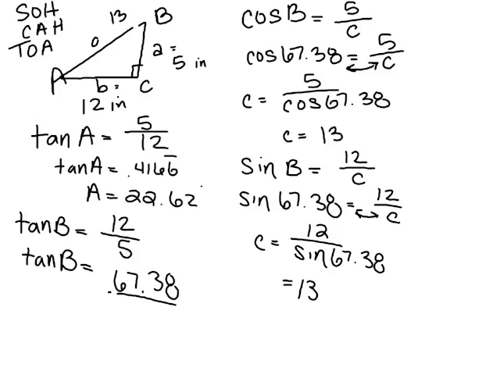So now I could go back and check my angle measurements and use 13 as my hypotenuse in either sine or cosine, or I can use the Pythagorean theorem and do a squared plus b squared equals c squared to verify that that is 13. So you always want to check your work when you're doing trigonometry. Make sure that everything matches up.